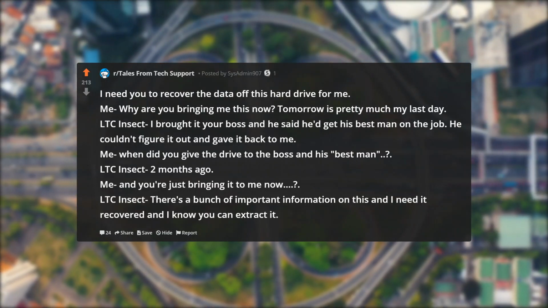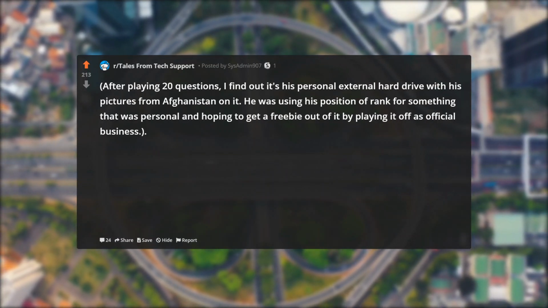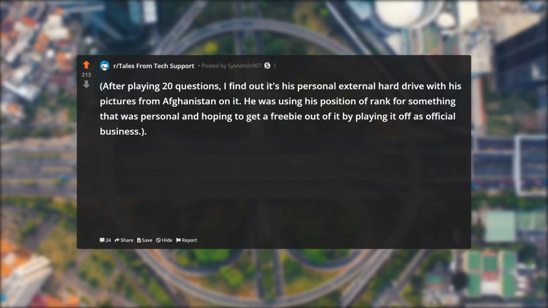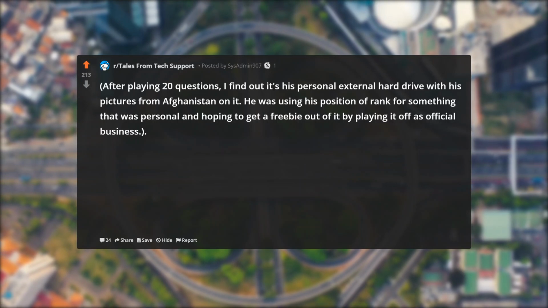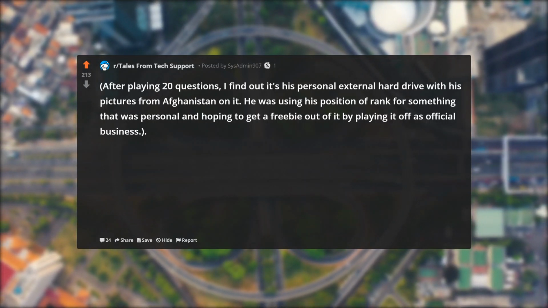After playing 20 questions, I find out it's his personal external hard drive with his pictures from Afghanistan on it. He was using his position of rank for something that was personal, and hoping to get a freebie out of it by playing it off as official business.